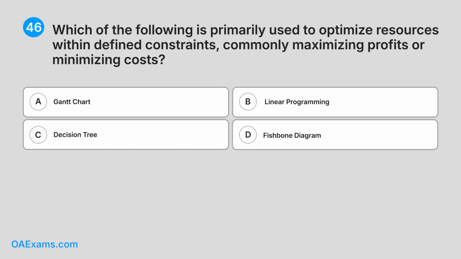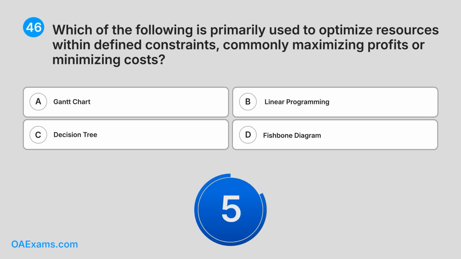46. Which of the following is primarily used to optimize resources within defined constraints, commonly maximizing profits or minimizing costs? A. Gantt chart. B. Linear programming. C. Decision tree. D. Fishbone diagram. Can you guess the answer?